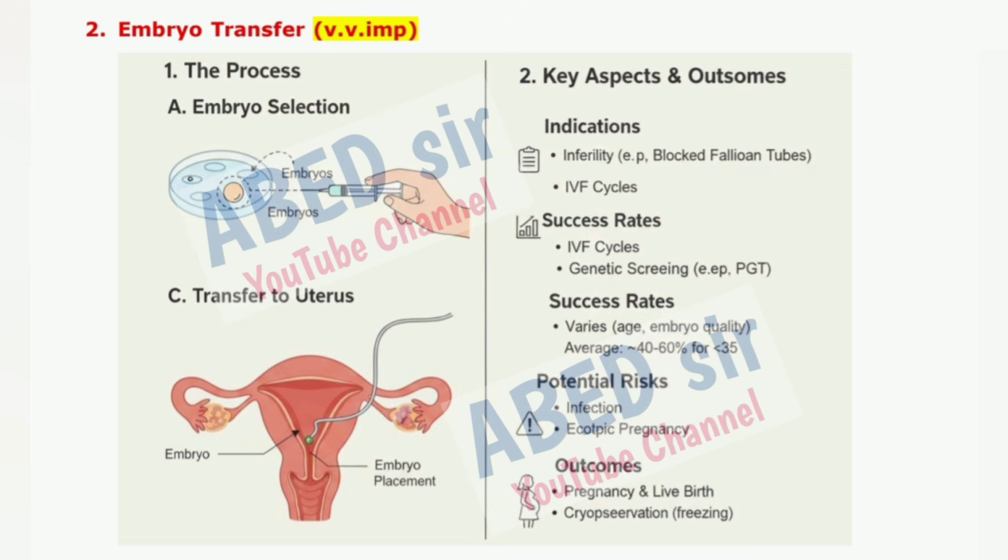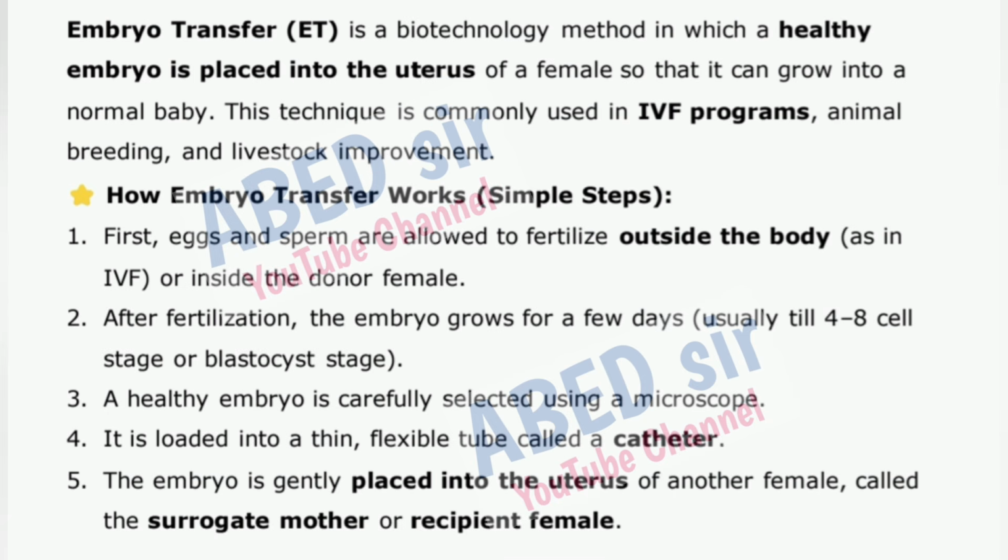Next important short question is 2. Embryo transfer. Embryo transfer, ET, is a biotechnology method in which a healthy embryo is placed into the uterus of a female so that it can grow into a normal baby. This technique is commonly used in IVF programs, animal breeding, and livestock improvement.